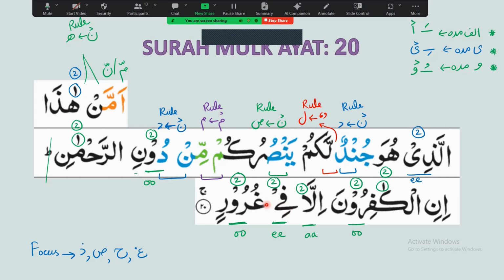Ghurur. Okay, this is a new letter here, ghain letter. Ghain, you see here as well. This comes from the upper portion of the throat, and this has a gargle sound in it, and also this is a heavy letter, and we say gho. Ghurur. The next ra letter will be heavy because of dhamma on it, but the ra letter at the end will be light because of the tanween of kasratain.